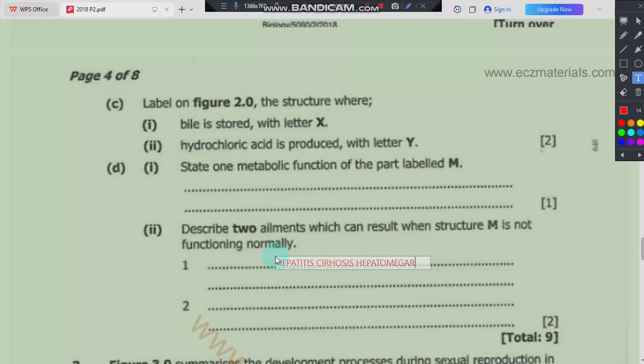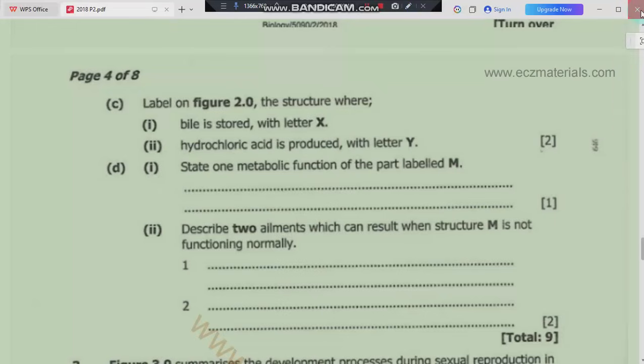Hepatomegaly, like that. All right, so you can actually mention any of the two. They just wanted you to state two, so you can either put hepatitis and cirrhosis, or you can put cirrhosis and hepatomegaly, any of those two. All those are the conditions that affect the liver or that arise when the liver is not working normally.